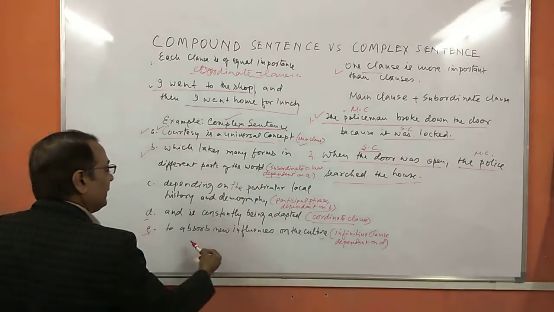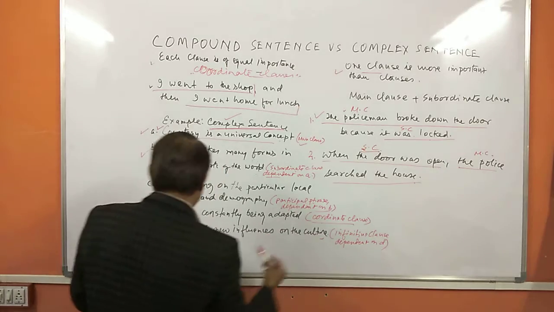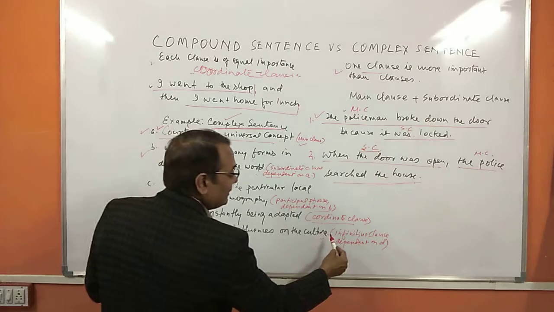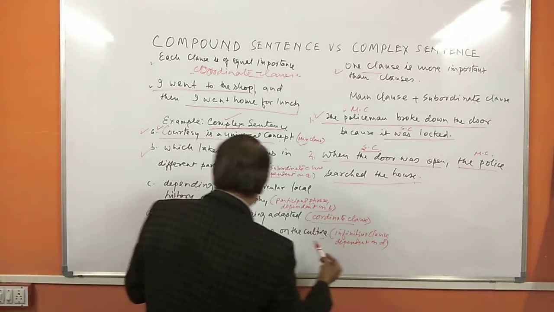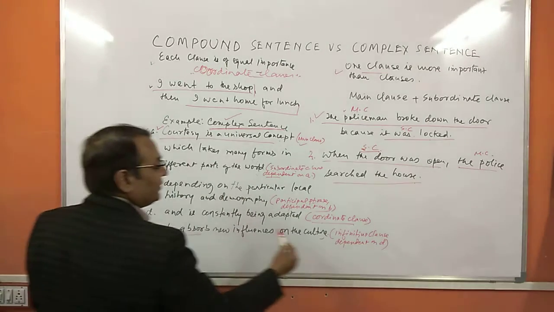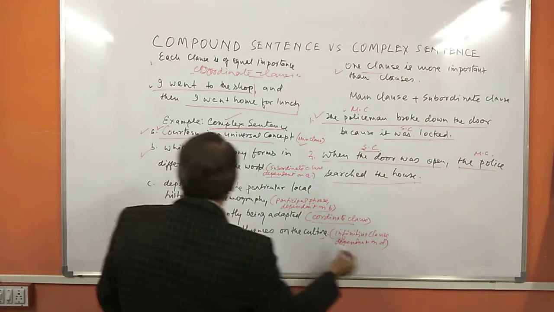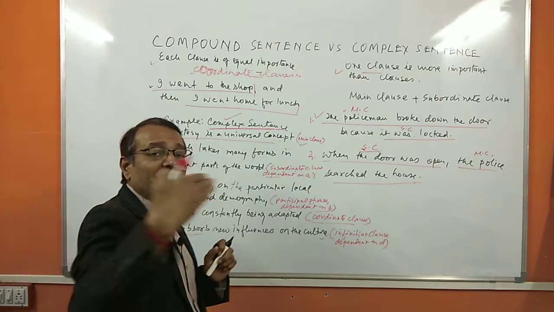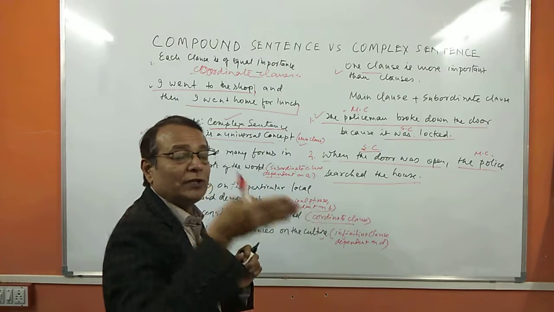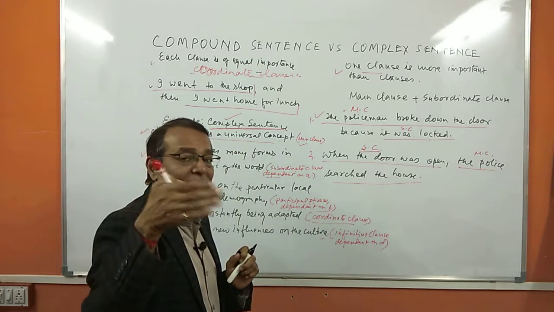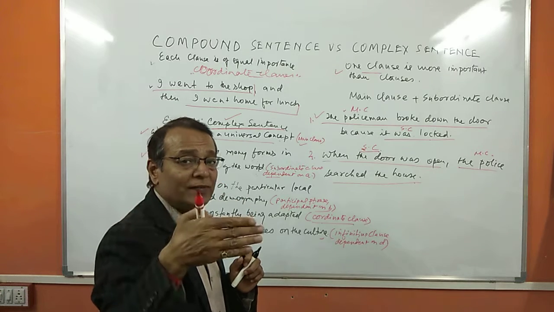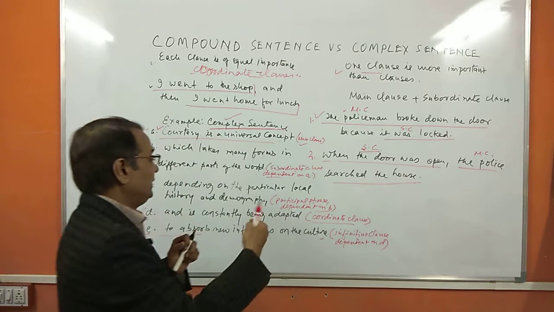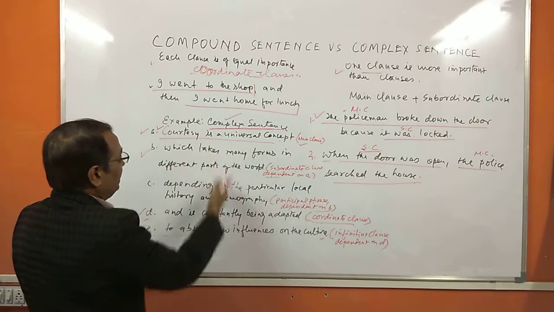Then E is to absorb new influences on the culture. The last one, E, to absorb new influences on the culture, this is an infinitive clause, right? Because of its nature, to absorb, it's an infinitive clause and it is depending on D. So see how a part of a sentence is depending on another part. That means there is one main clause in a complex sentence, and all other clauses will depend on each other. So this is how the sentence is being made.